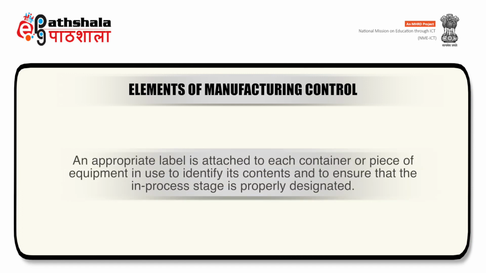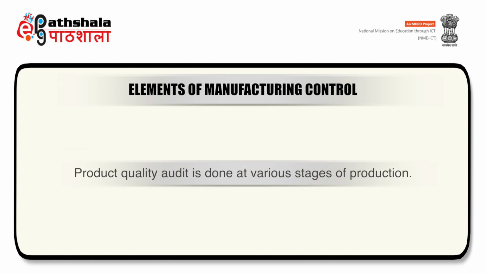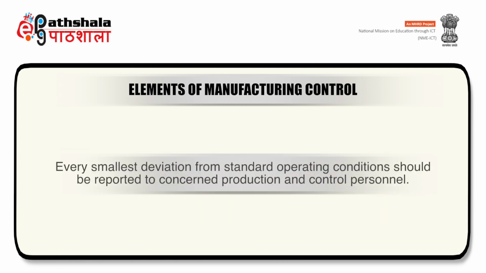An appropriate label is attached to each container or piece of equipment in use to identify its contents and to ensure that in-process stage is properly designated. Product quality audit is done at various stages of production. In-process checking is done by auditor or the control inspector who checks, enforces and reviews procedures and suggests the change for upgrading the procedures when needed. Every smallest deviation from standard operating conditions should be reported to concerned production and control personnel.